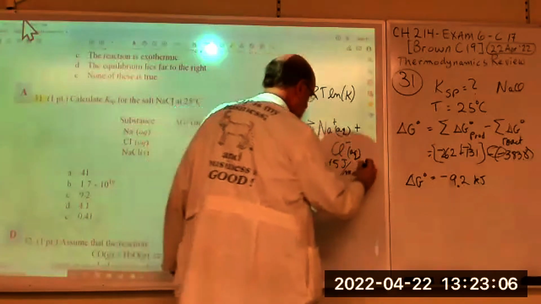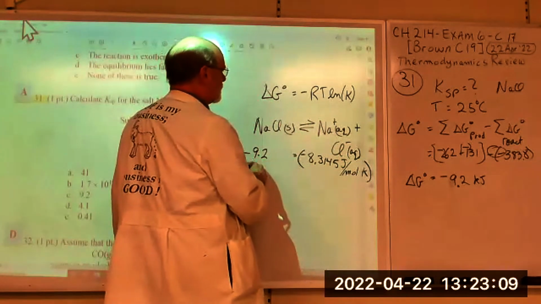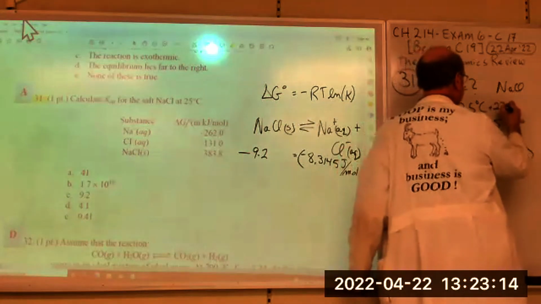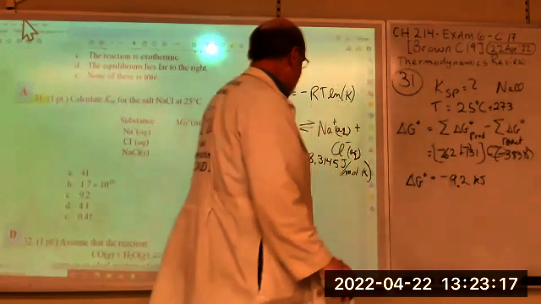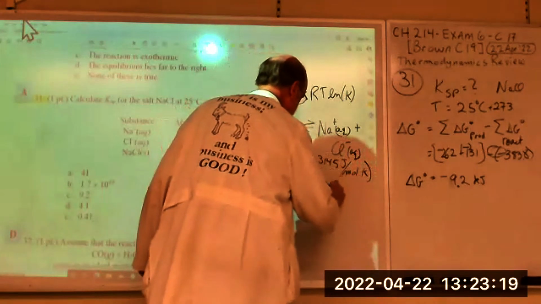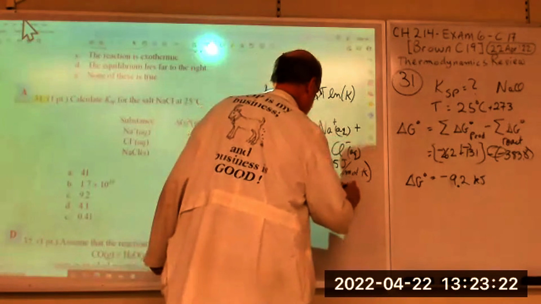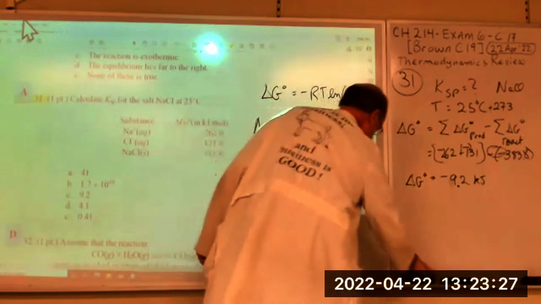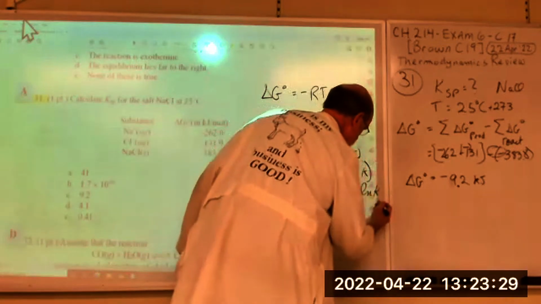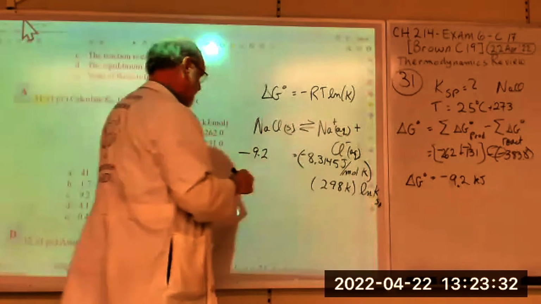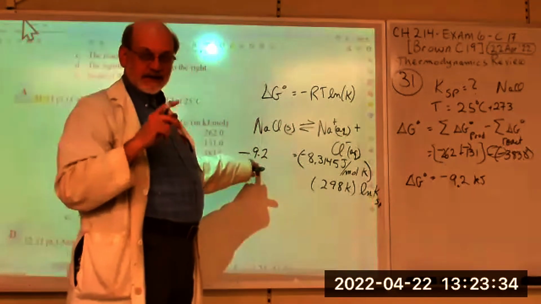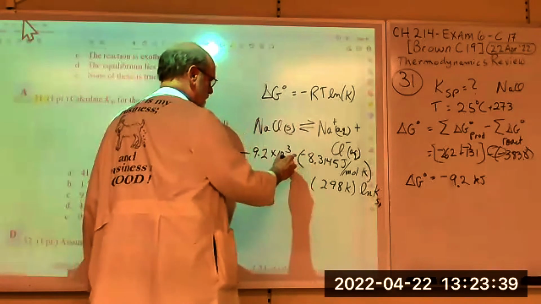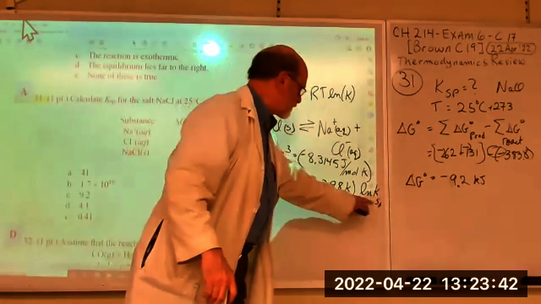So this one, temperature. What's the temperature? 25 plus 273 is 298. That's times 298. Okay. And that's times the log solubility product. Okay. This needs to be in joules. It's in kilojoules now. So that's 10 to the third joules. Now we can solve for this one.